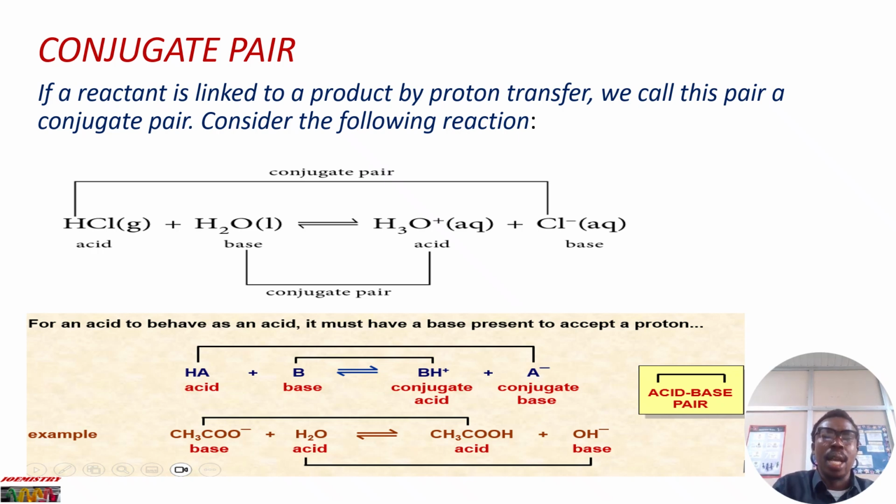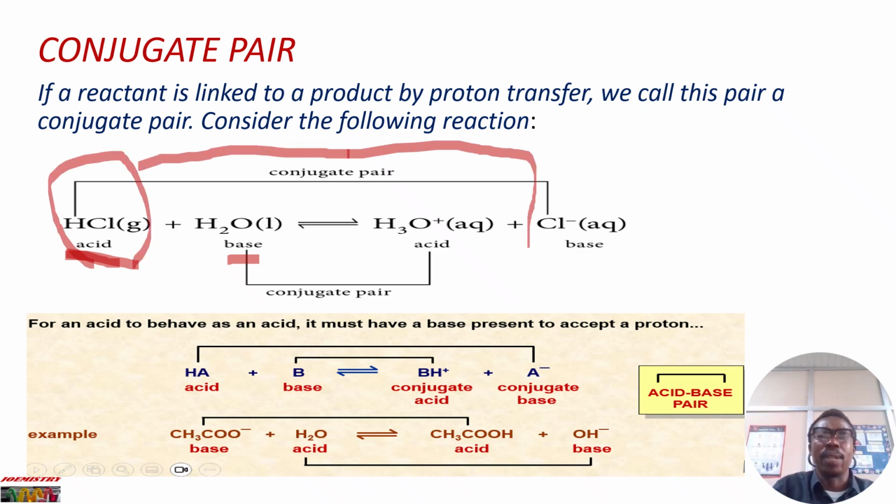Now if you look at what we have here, this is an acid, and this is a base. This is a base to accept the proton. This is an acid, which is the proton donor. This is a base to accept the proton. Now, if you look at the acid on the reactant side, it's linked to the product by a proton transfer, which is the base. So this is a conjugate pair.